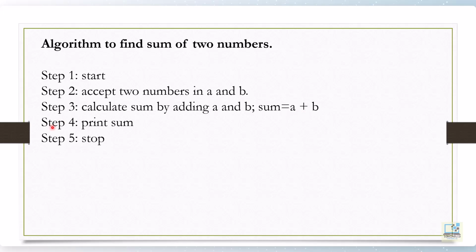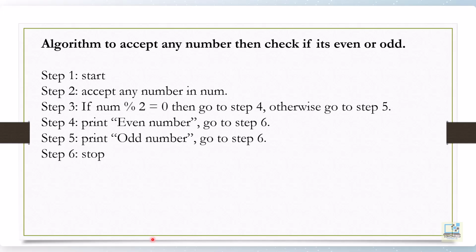Okay. Then next step is print sum. You can write display sum or you can write show sum. So that can change. Step 5 is stop. So this is an easy algorithm. The next one is about accepting any number and check if it is even or odd.